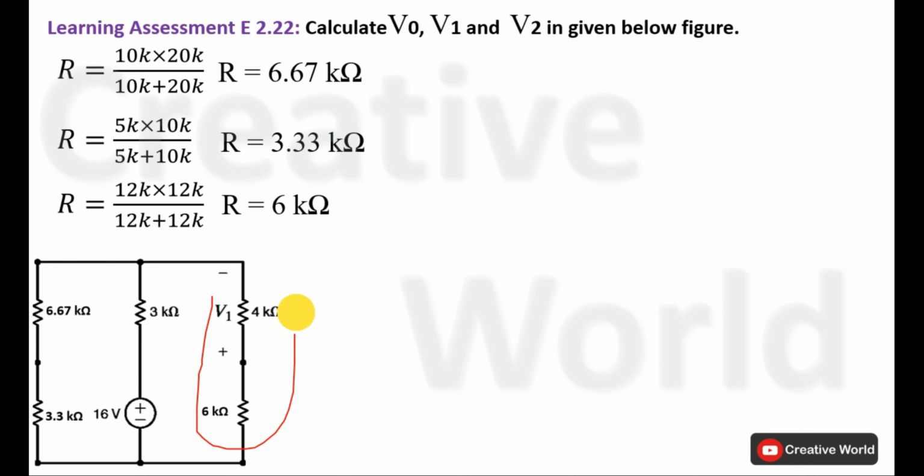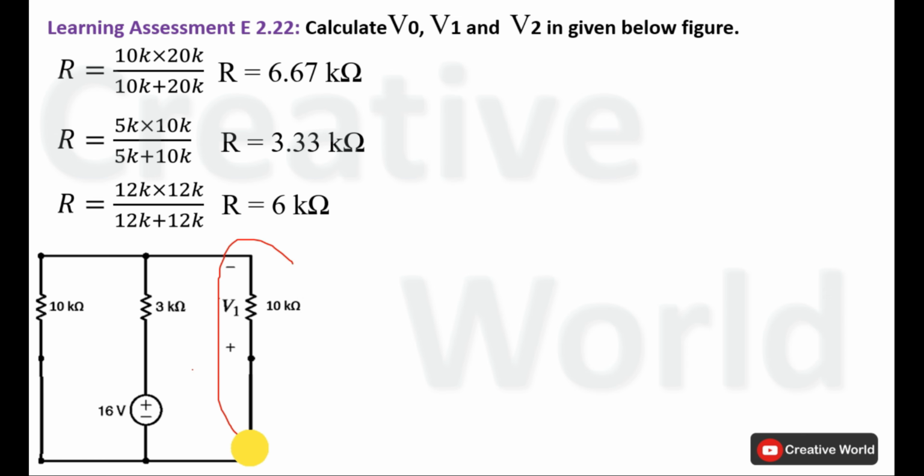Now these resistances are connected in series and similarly these are also connected in series. So we can add these resistances together to find their equivalent resistance. Their sum will be 10K and their sum will also be 10K. Modify the circuit according to calculated values.